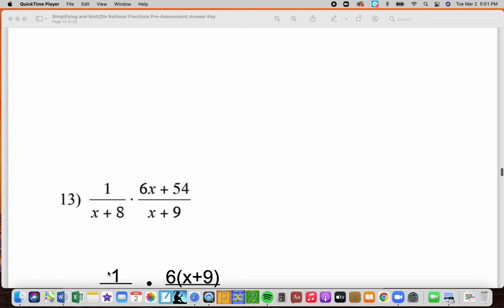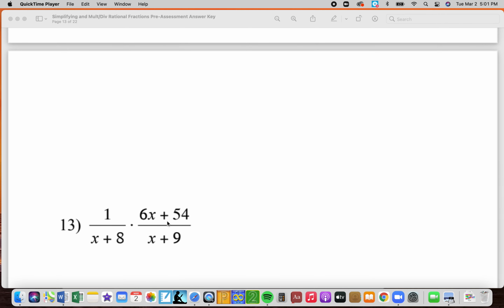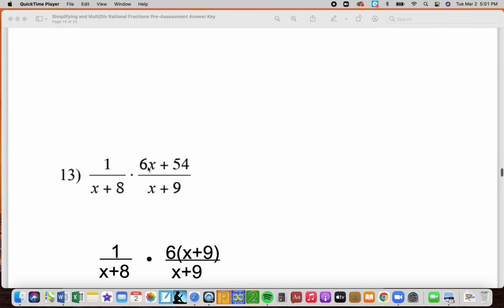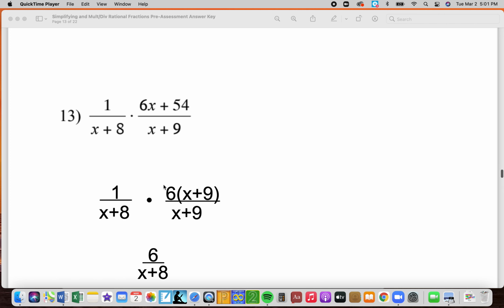Number 13, we can only factor the top right. Everything else is already factored. So we can factor out a 6 from 6x and 54. That allows us to cancel the x plus 9s, which leaves us with 6 over x plus 8.